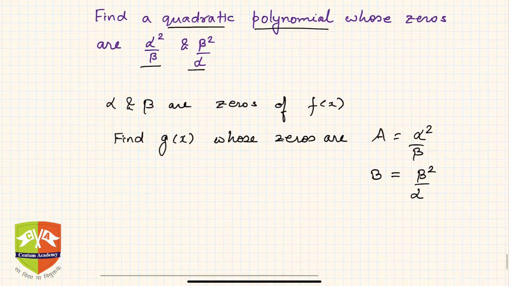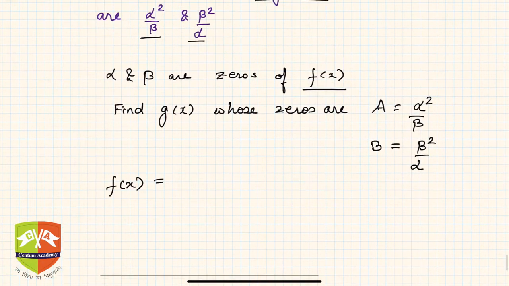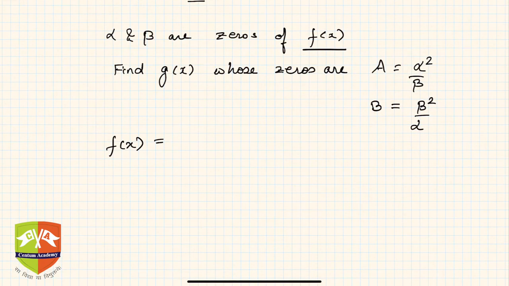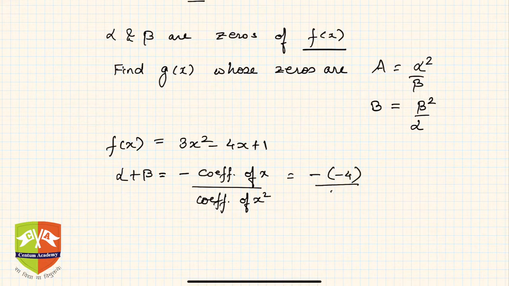First of all, let us understand what it means that alpha and beta are zeros of fx. fx, I'm rewriting, is 3x square minus 4x plus 1, isn't it? And if alpha and beta are the zeros, then we know alpha plus beta is negative of the coefficient of x divided by the coefficient of x squared, which is equal to negative of negative 4 divided by 3. Again, do not miss the negative sign while taking the coefficient. So hence it is 4 upon 3.